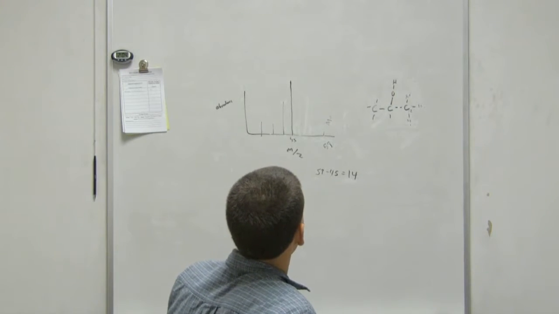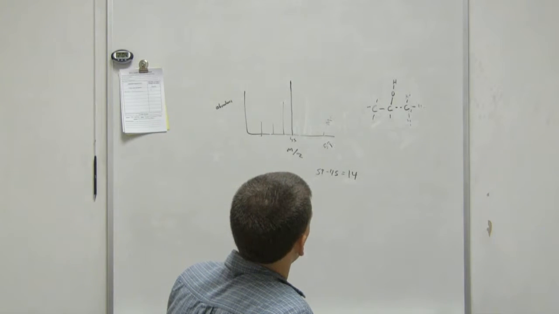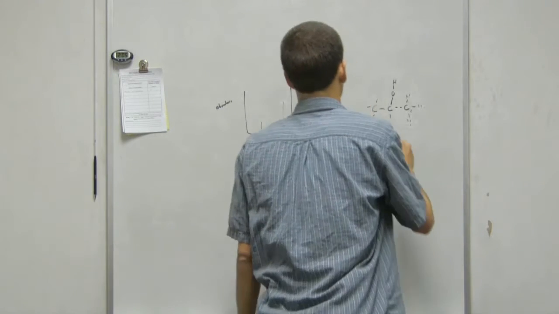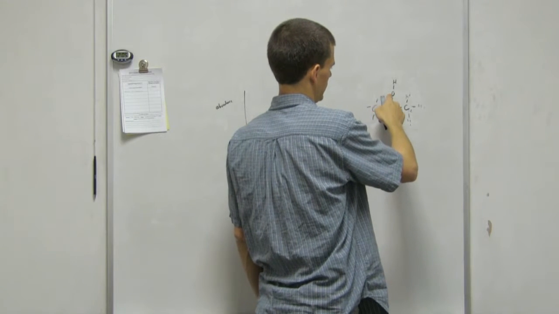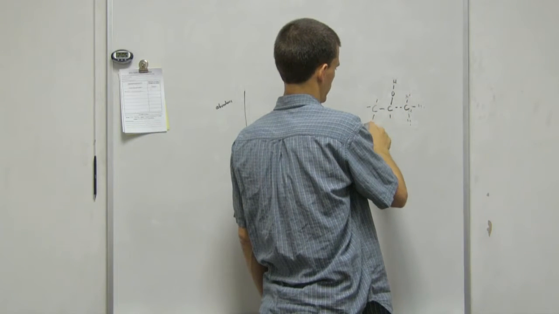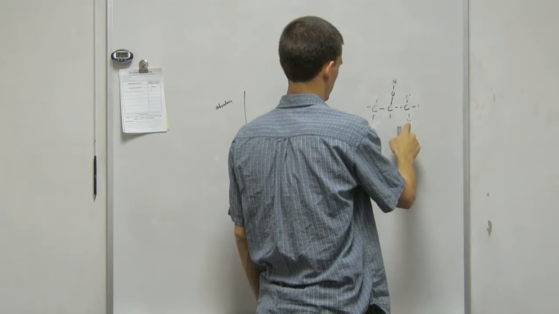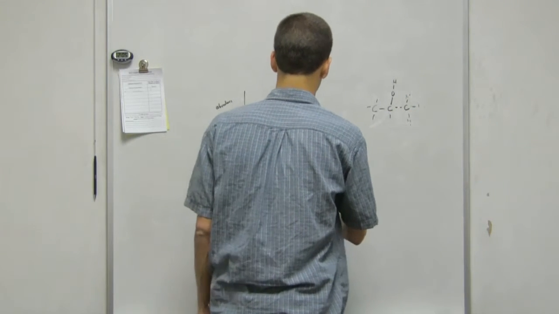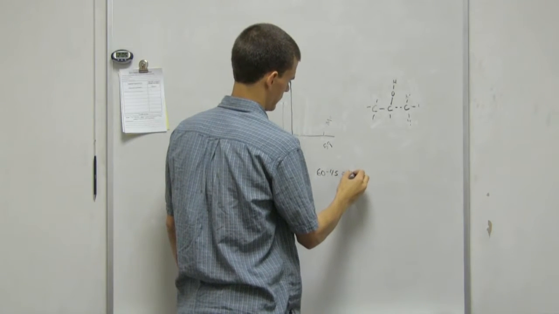Let me think. 34, 40, 43, 44, 45, yeah, that's right. So what we would have left would be 12, 24, plus 16 is 34, 40, 41, 42, 43, 44, 45. Yeah, so 45, 46, 47, 48, 58, 60. Yeah, so this should be at 60. And so that lost a piece of 15.